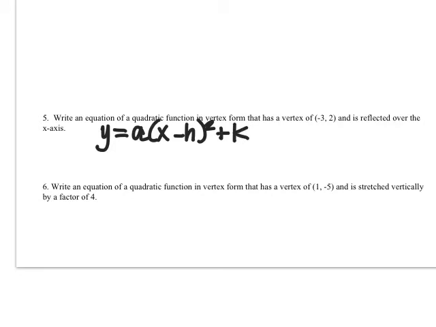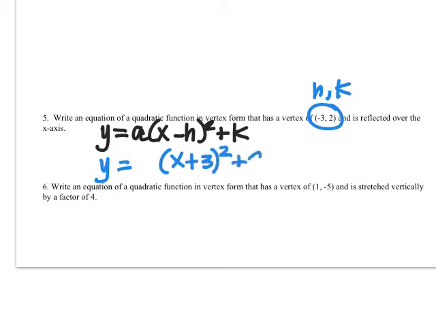So this right here is giving me h and k, right? So I can go ahead and say y equals (x plus 3) squared plus 2. So x minus -3 becomes x plus 3. And now I don't know what a is. All I know is that it's been reflected over the x-axis. So I could make a -1.